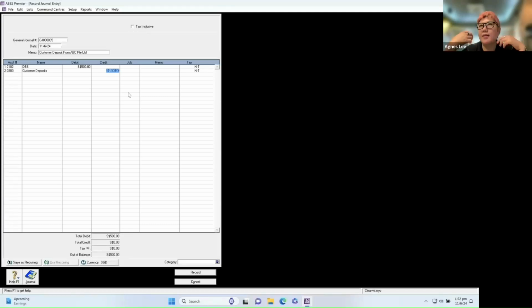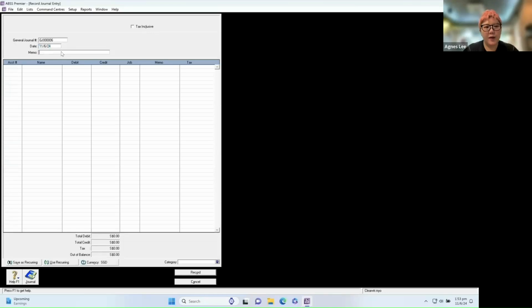It could be anything. In short, this is something like you owe the customer. You haven't provided any service or product to them, so it's under the liability. I think this way is easier to understand why it's a liability. Okay, that's all about double entry.